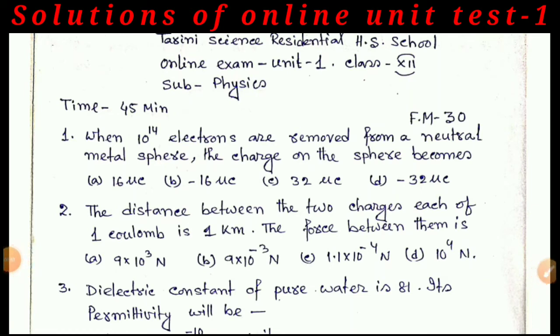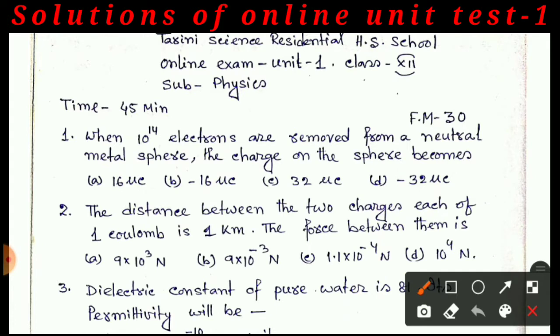In this video, we will discuss the answer key of today's online examination, unit 1. The very first question is: when 10 to the power 14 electrons are removed from the neutral metal sphere, the charge on the sphere becomes, answer will be 16 microcoulomb.